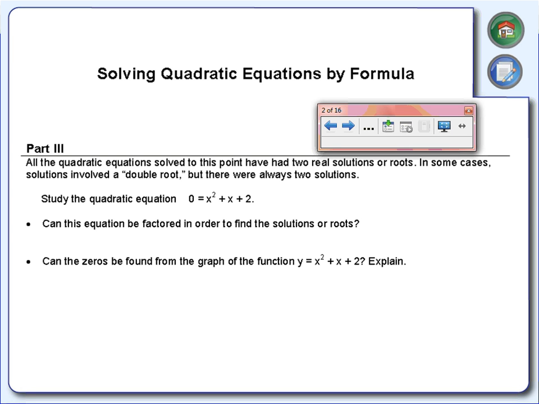In other words, that test you just took, can I take x squared plus x plus 2 and factor it out? Well, let's try here. I know x times x will give me the x squared. Are there two numbers I can multiply together that would give me 2, but would also add up to the middle term 1? What two numbers can I multiply together to get 2, but are also going to add up to a 1?